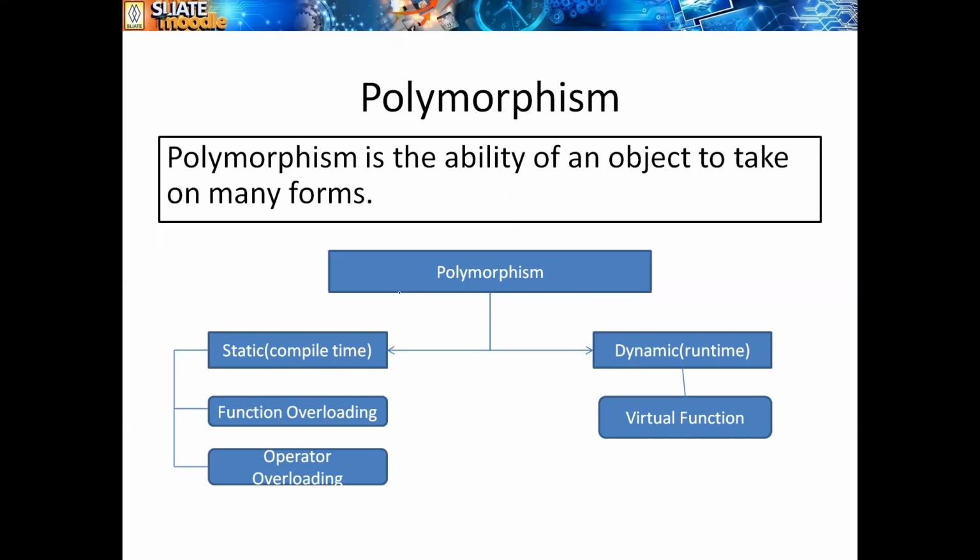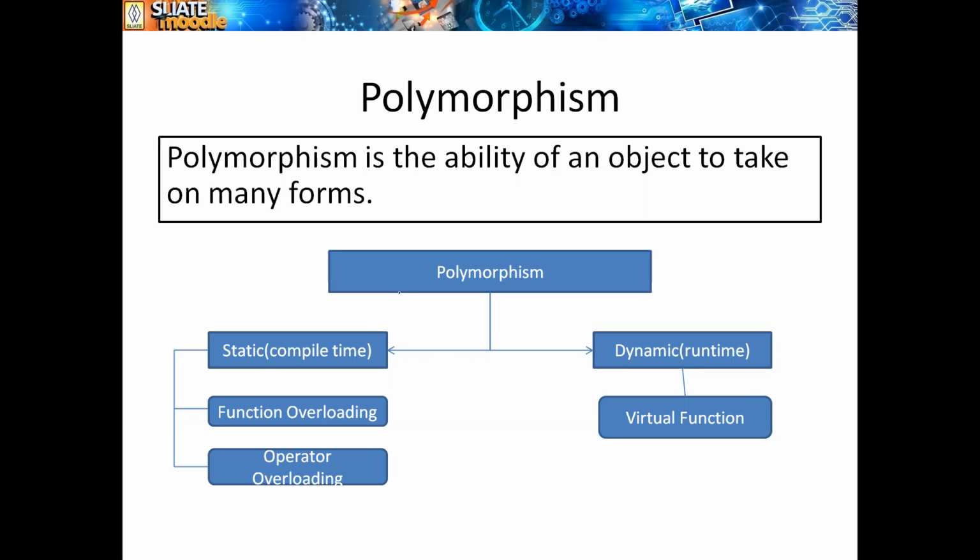So this person, you have in the shopping complex, your behavior is like a customer. You are in the hospital, your behavior is like a patient. You are in the school, your behavior is like a student. You are at home, your behavior is like a son or daughter. Right. This means one thing represents many forms. This is polymorphism.